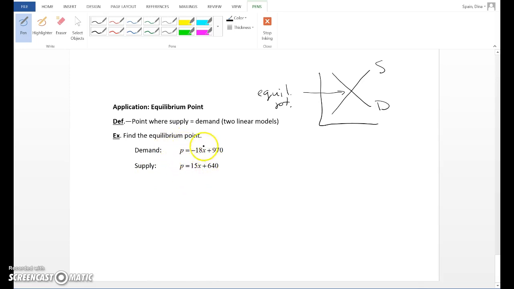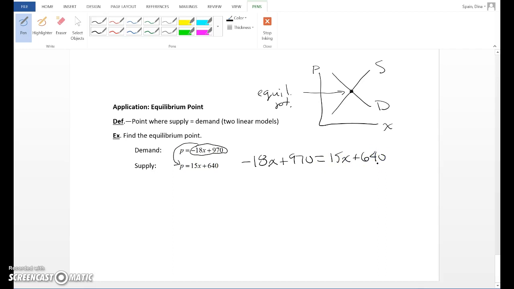Alright, to find the equilibrium point, we need to solve this system. This is going to be my X, and this is my price over here, P. I need a particular X value and P value that's going to satisfy both of those, so I need to solve this system. Now look, they're both solved for P, so the easiest thing to do, set the two things equal to each other. Alright, that's substitution. Take all of this and put it right there, so you set the two equal to each other. So that's negative 18x plus 970 is equal to 15x plus 640.